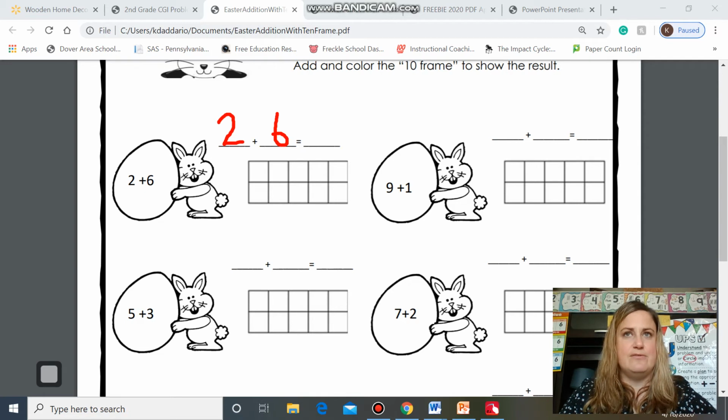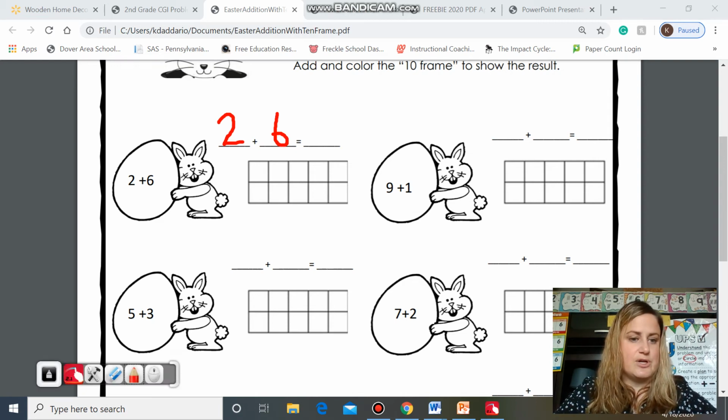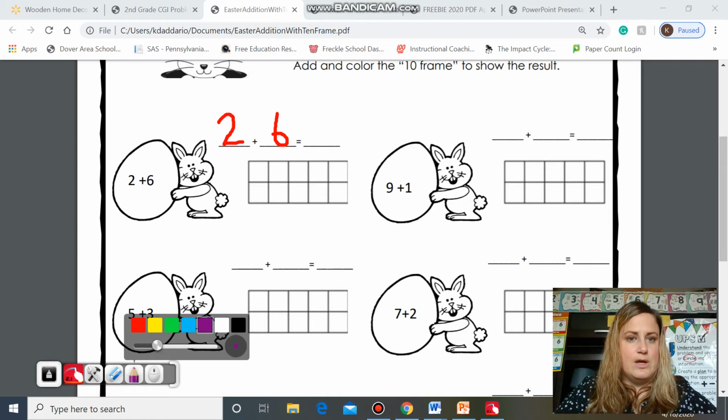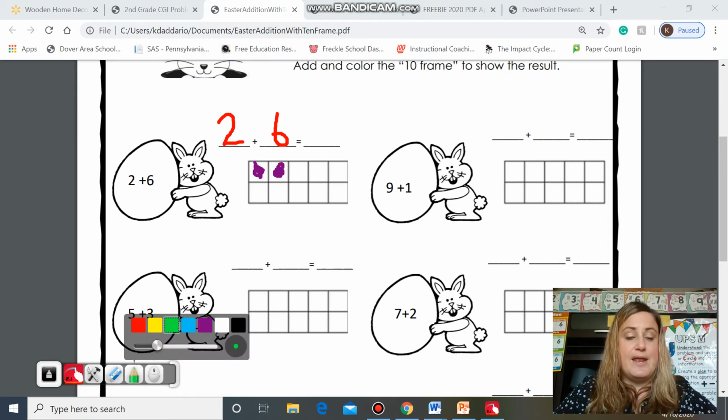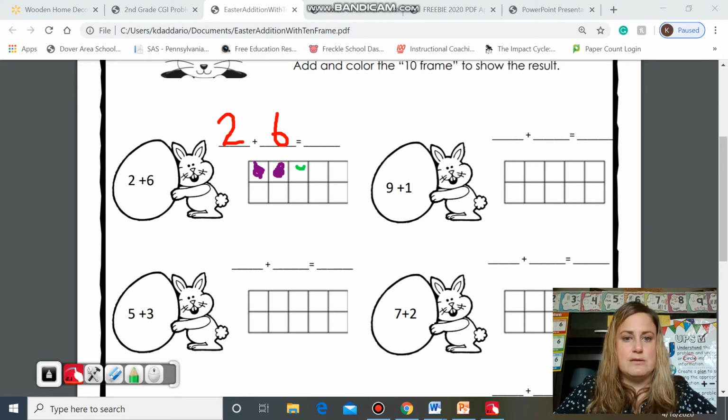Now you might not have a 10 frame at home, which I understand. You can draw them easily, or you could just draw the circles with the pictures like I was talking about a few minutes ago. So if I have 2, I'm going to draw 2 circles, which my circles don't look very well, but oh well, it'll get the job done. And then I'm going to draw 6 because I'm adding 6. So 3, 4, 5, 6.